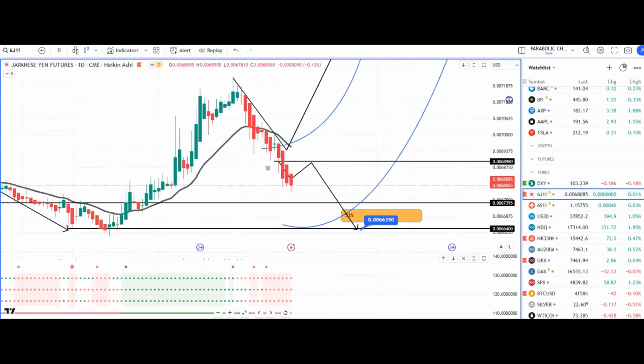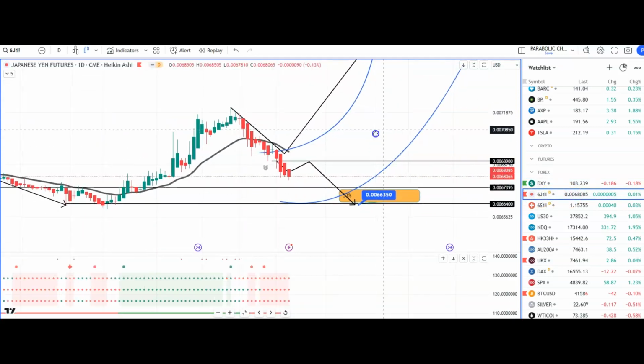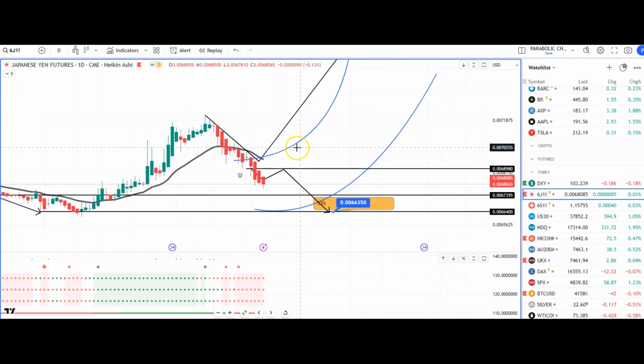In terms of the yen futures, we don't trade the yen futures, but this is parabolic to the downside. We do expect a pullback. I've done that already, so I don't need to do it again. Back to this resistance area of 69.00.